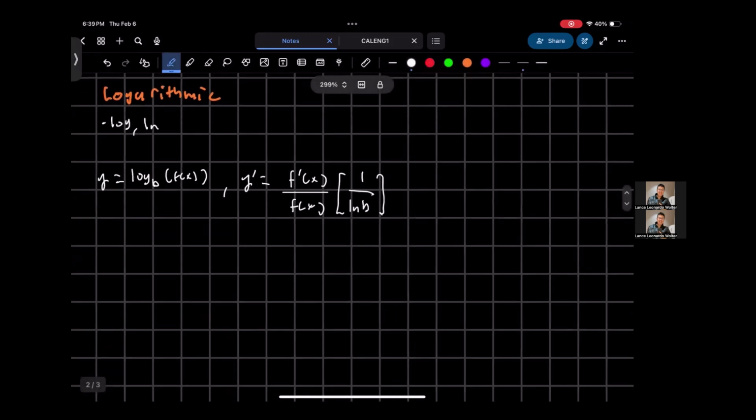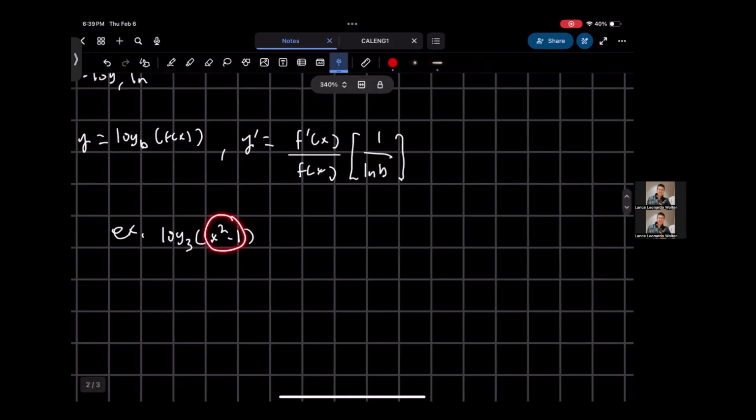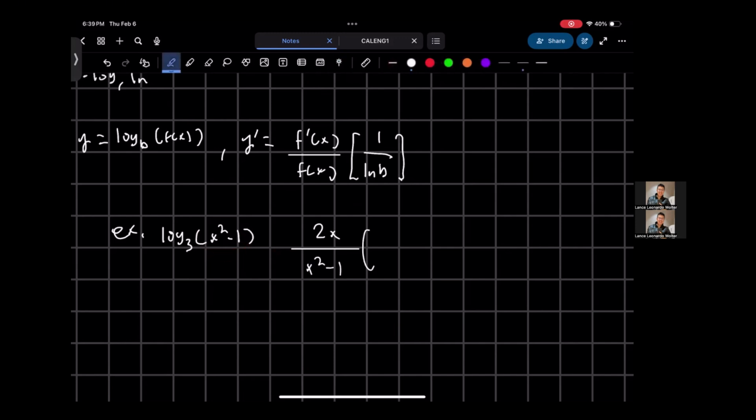Now, let's have an example. Let's say we want to get the logarithm base 3 of x squared minus 1. Now, how will you do that? Well, first, we get the derivative of whatever's inside, which is just 2x. Then, we copy x squared minus 1. We just copy the parent function, and then 1 all over ln of 3. Your 3 here is just your base. Okay? So that's a very simple problem.